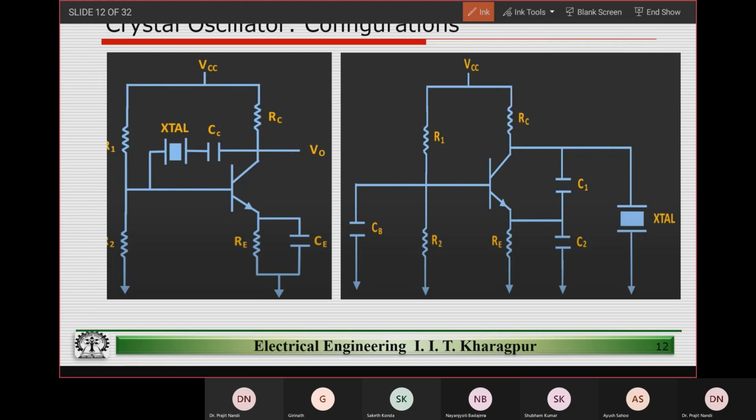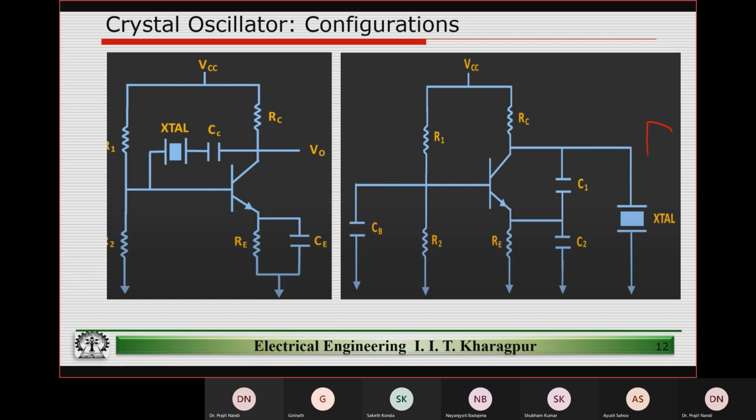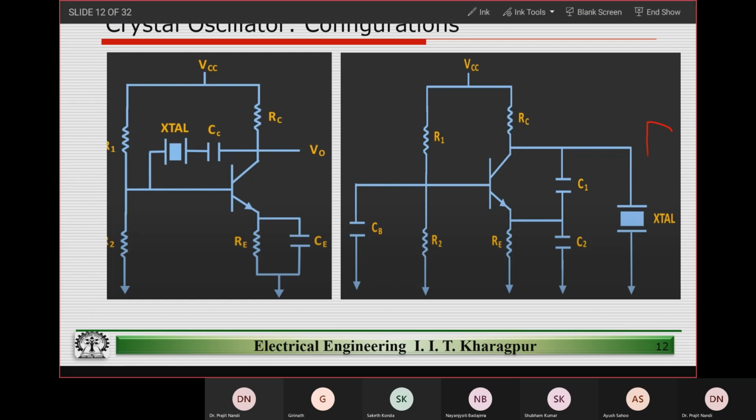If you look at the other circuit here, the crystal. So this kind of a circuit, if I replace the crystal with an inductor, can someone tell me what kind of an oscillator it is? You would have seen this, right? Maybe you don't remember. So it's a Colpitts oscillator. Have you studied Colpitts oscillator in some other courses? No, sir. Oh, okay, you have not.